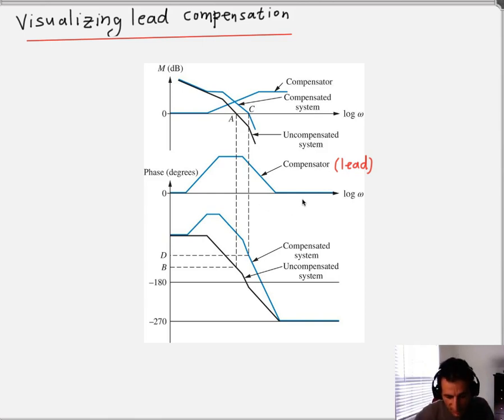These are shown here. The uncompensated system has a small phase margin. If this is the uncompensated system crossing the 0 dB line, the difference between this point and negative 180 is your phase margin. But as the crossover frequency increases, you look at the phase corresponding to this frequency, which is here, and therefore your phase margin is this much. So obviously your phase margin has increased.